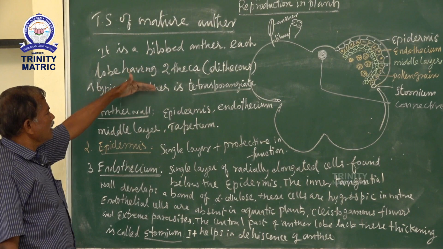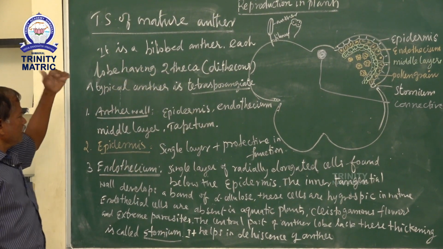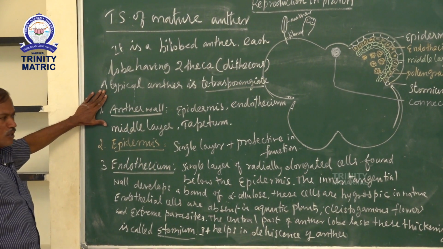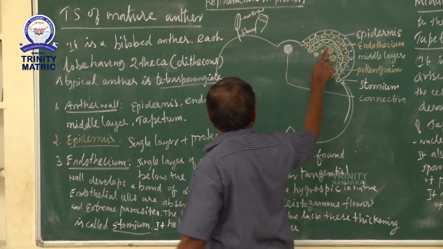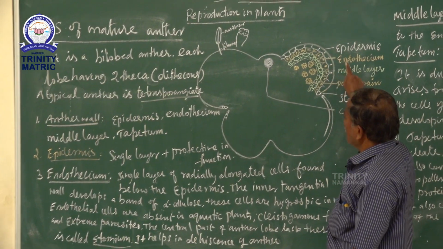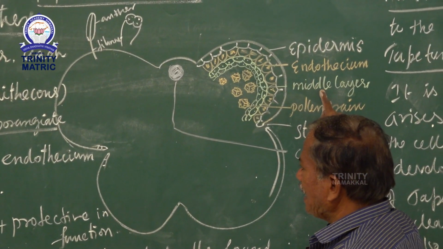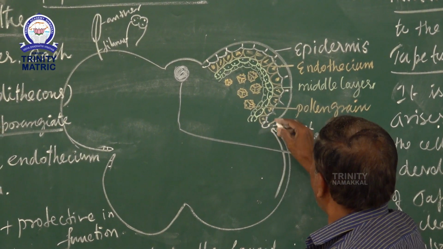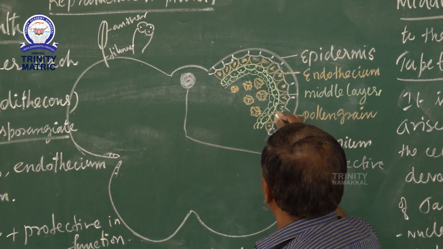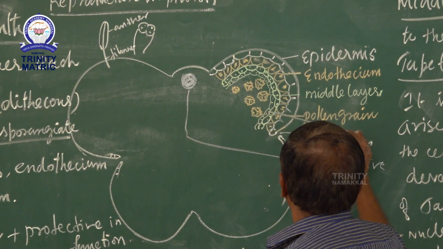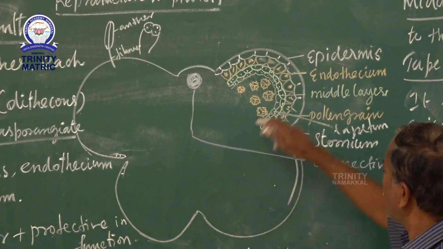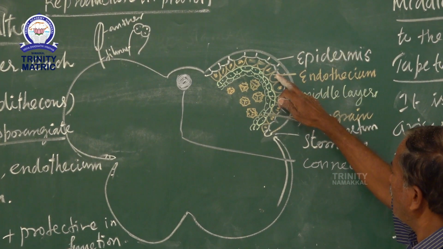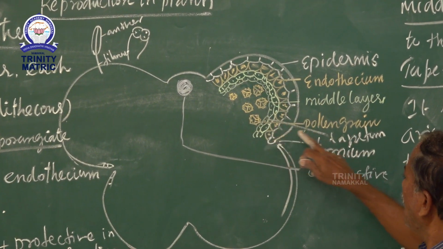So what are the parts in the mature anther? First one is called the anther wall. It consists of epidermis, endothecium, middle layers, and tapetum. This layer is called the tapetum. So the anther wall consists of epidermis, endothecium, middle layer, and tapetum.